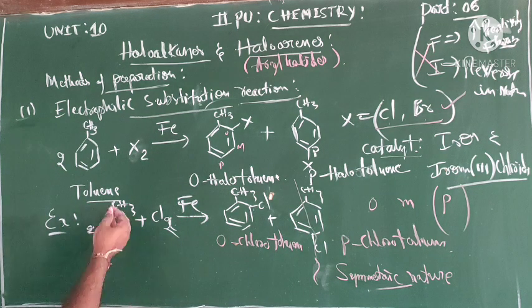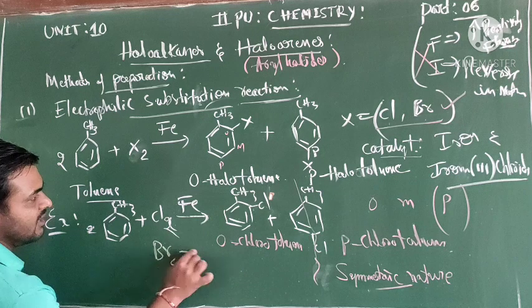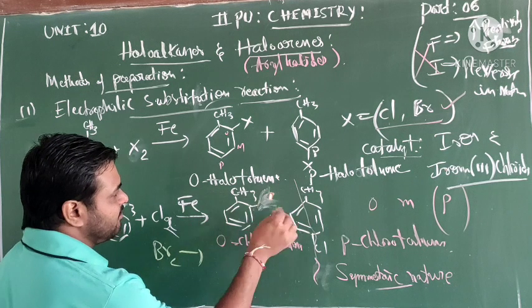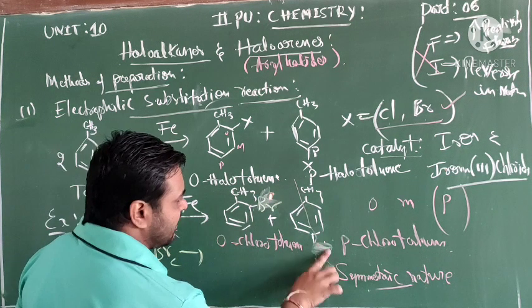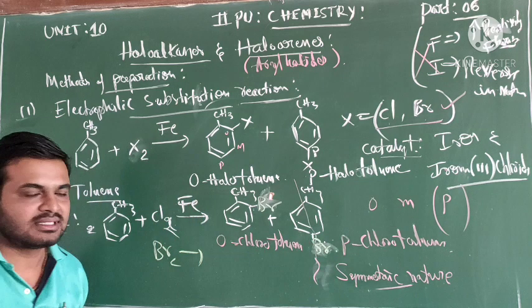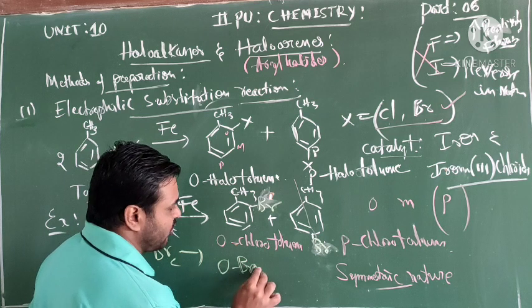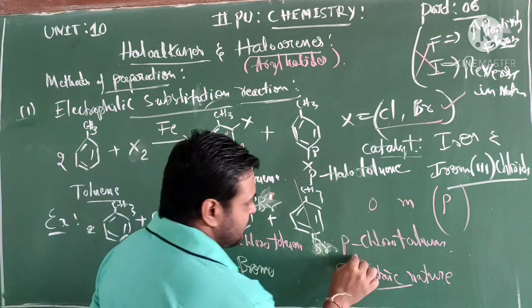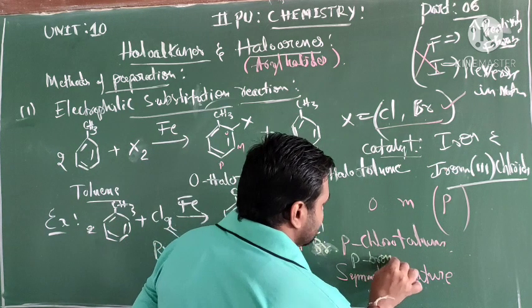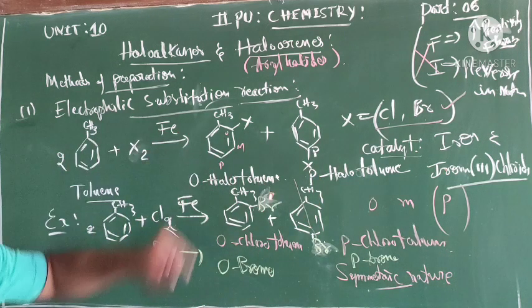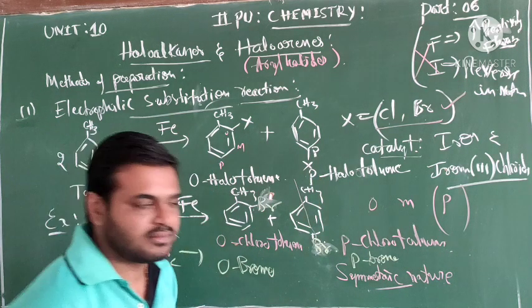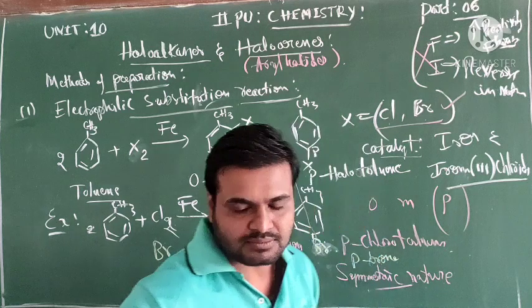The same happens with the bromine molecule. Taking bromine as the example, we get ortho bromotoluene and here para bromotoluene. This is about the electrophilic substitution reaction. Clear?